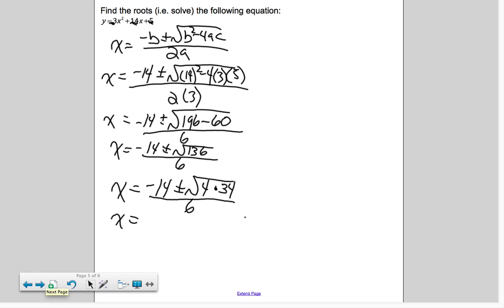Now I can take the square root of 4. What's the square root of 4? 2. So I can rewrite this as minus 14 plus or minus 2 times the square root of 34, all over 6. And that's your final answer.